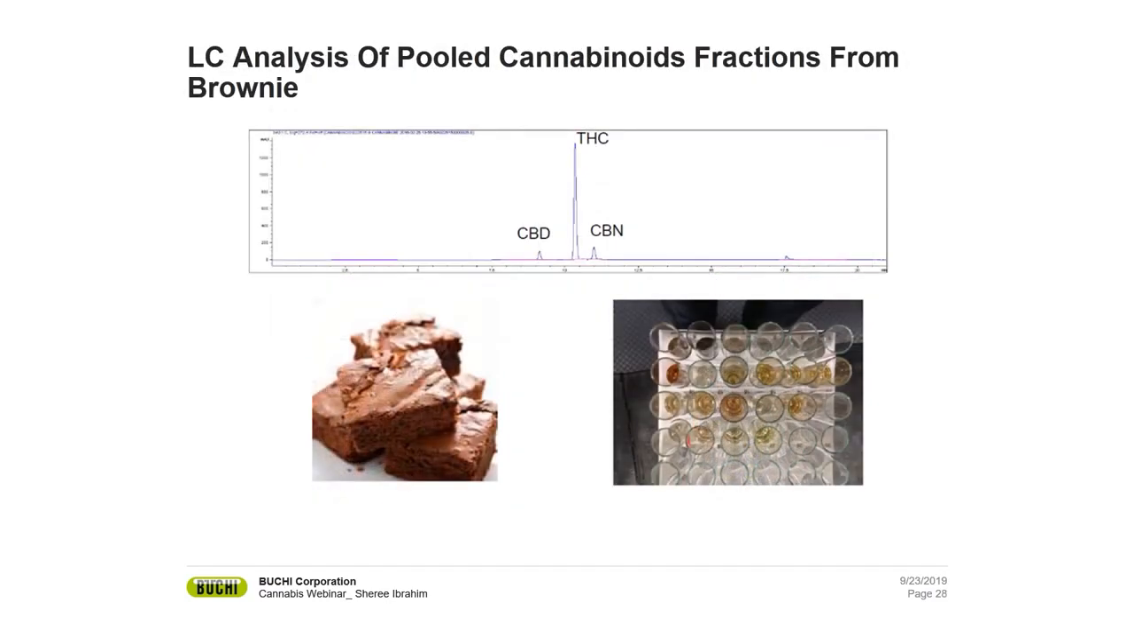Here's the final product after flash purification cleanup. You can now see the peaks of CBD, THC, and CBN, and it's much easier to do the HPLC testing.